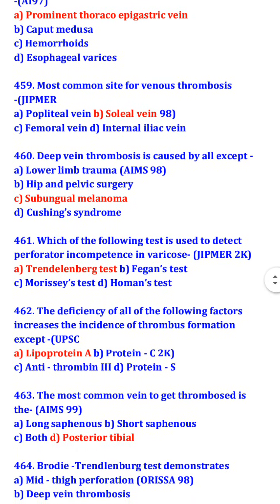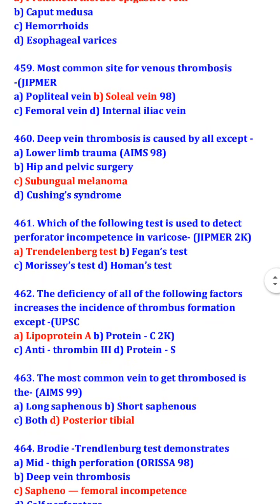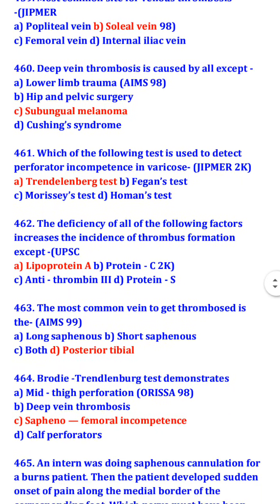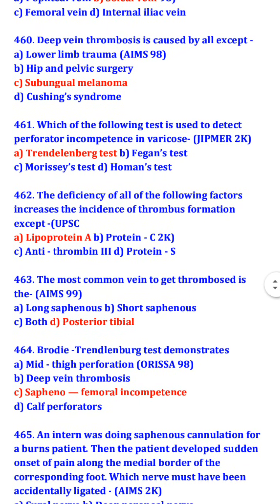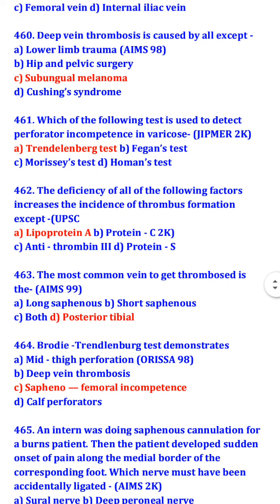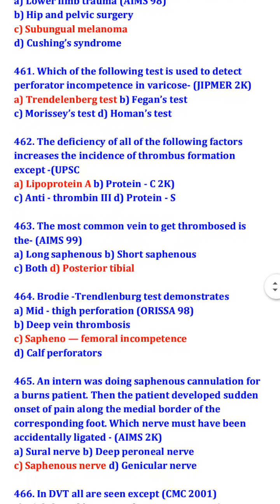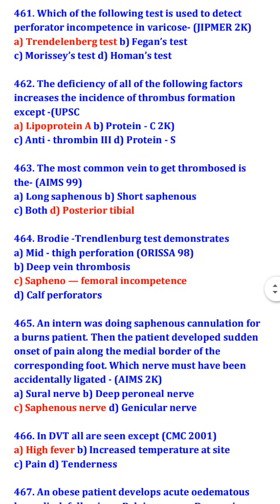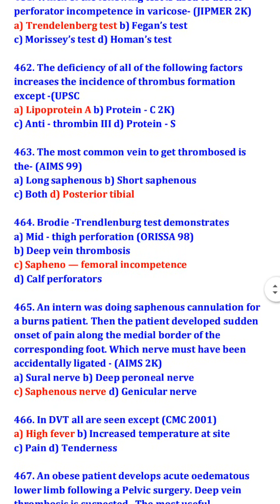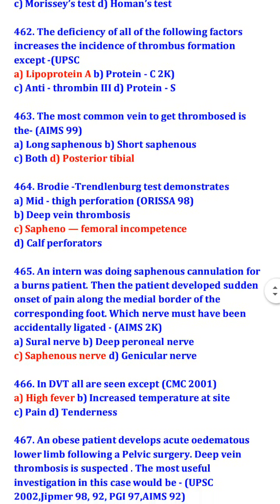Which of the following test is used to detect perforator incompetency in varicose? Trendelenburg test. The deficiency of all of the following factors increases the incidence of thrombus formation except lipoprotein A. So protein C, antithrombin 3 and protein S deficiency increases the incidence of thrombus formation. The most common vein to get thrombosed is the posterior tibial. Brodie-Trendelenburg test demonstrates saphenofemoral incompetence.